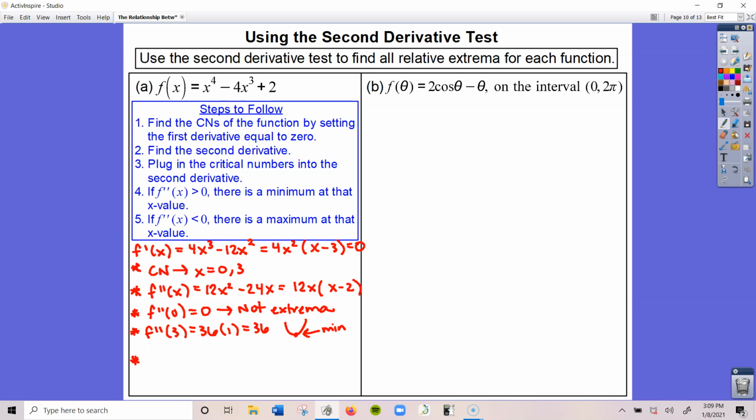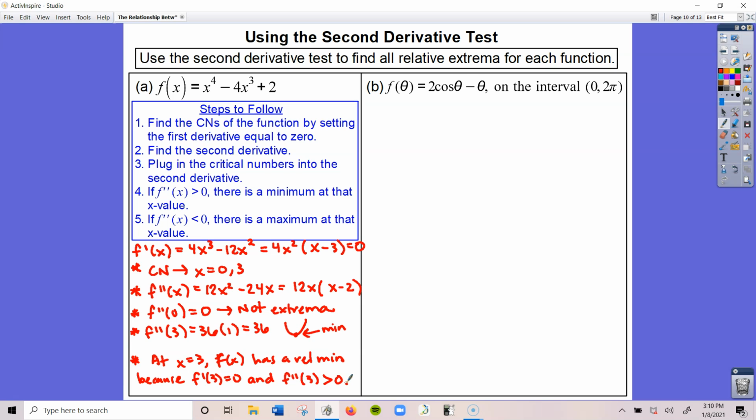So we would say that at x is equal to 3, f of x has a relative minimum because f prime of 3 is equal to 0 and f double prime of 3 is greater than 0. And that's basically it. You don't have to really say much more than that. You would have to state that the first derivative is 0 and that the second derivative is either positive or negative.